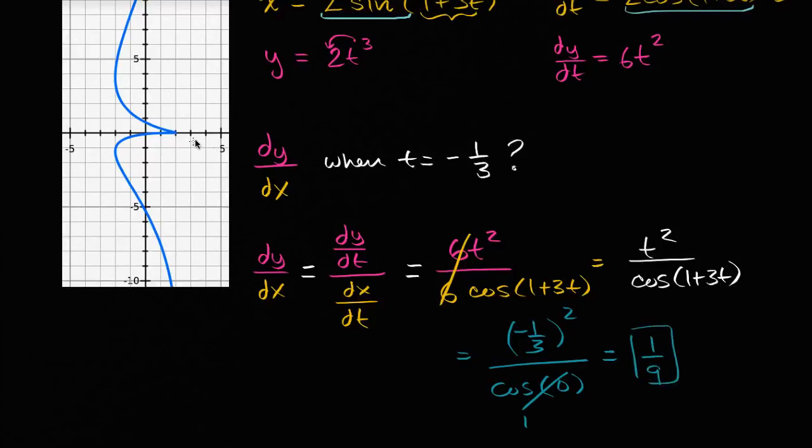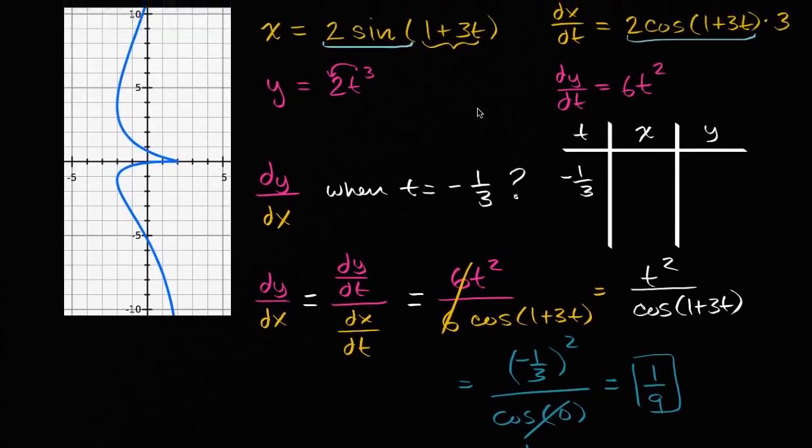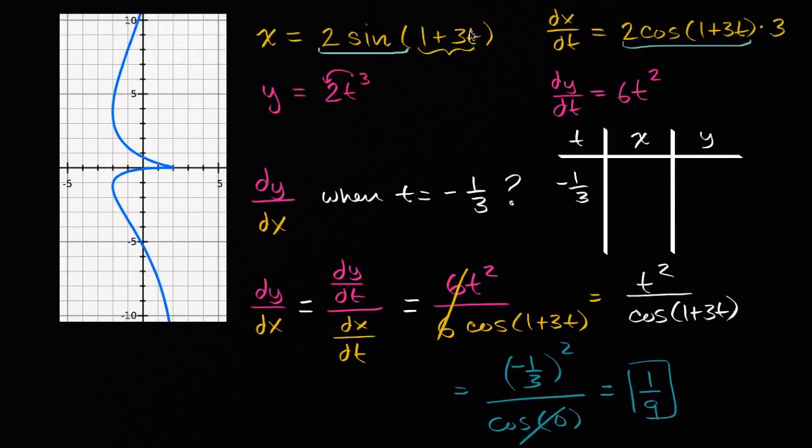And let's see if we can visualize what's going on here. So let me draw a little table here. So I'm going to think about t and x and y. So when t is equal to negative 1/3, well, our x is going to be sine of 0. So our x is going to be 0. And our y is going to be negative 2 over 27. So we are talking about the point 0 comma negative 2 over 27.